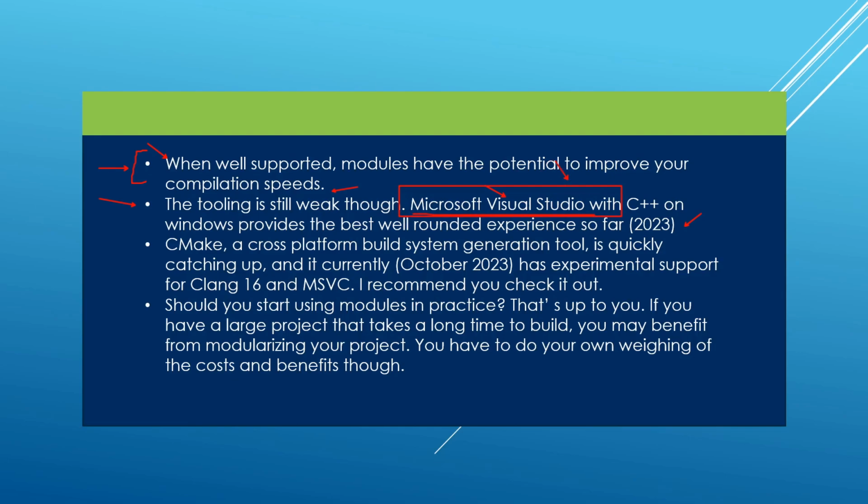So if you want to develop for Linux or Mac, then you have no choice but to look for other options. And the best option in terms of build system is CMake. CMake is a cross-platform build system generation tool, and it is working hard to support modules. I think at this point, in October 2023, you can use modules with Clang 16 and MSVC, and you should really check it out if you want to use modules across different operating systems for your C++ projects.